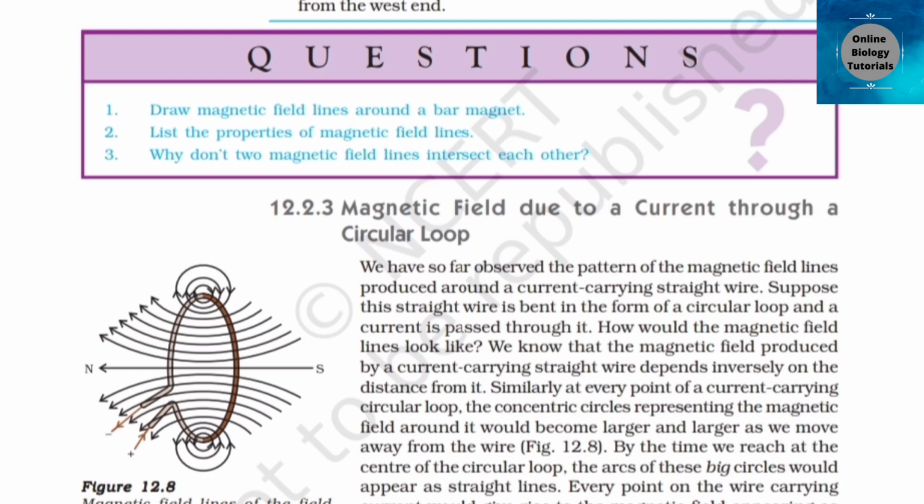12.2.3 Magnetic field due to a current through a circular loop. We have so far observed the pattern of the magnetic field lines produced around a current-carrying straight wire. Suppose this straight wire is bent in the form of a circular loop and a current is passed through it. How would the magnetic field lines look like? We know that the magnetic field produced by a current-carrying straight wire depends inversely on the distance from it. Similarly, at every point of a current-carrying circular loop, the concentric circles representing the magnetic field around it would become larger and larger as we move away from the wire, Figure 12.8.